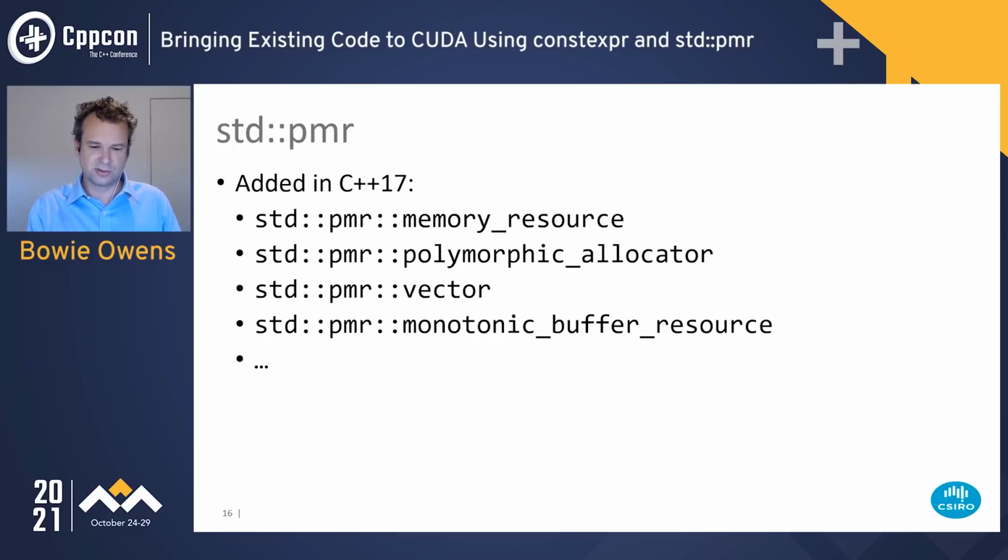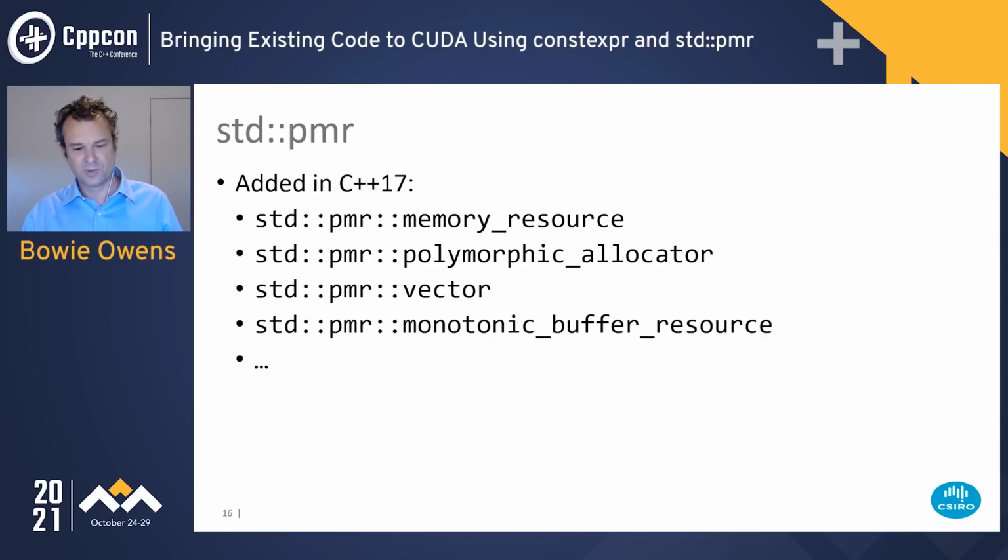The approach that I took, or the mechanism that we have for controlling the allocation of memory for containers in C++17 onwards, is to use std::pmr, which was added in C++17. We had added to the standard a number of new types, including std::pmr::memory_resource, std::pmr::polymorphic_allocator, std::pmr::vector, and std::pmr::monotonic_buffer_resource. So we're going to look at how we can use these tools to control the memory allocation, essentially for std::vector.